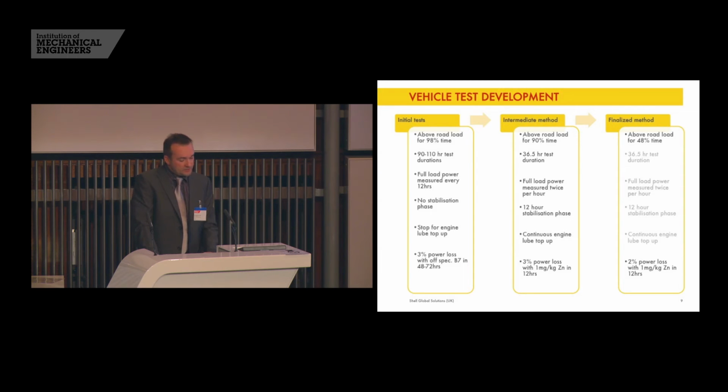We introduced a system of continuous engine lubricant top-up, using a peristaltic pump to replenish the oil during the test, so we didn't have to interrupt the tests for lubricant top-up. And we also switched the fouling element of the fuel from the off-spec B7 to 1 ppm of zinc, which is used in the standard CEC test, which resulted in us getting about 3% power loss in the 12-hour reduced dirty-up length.